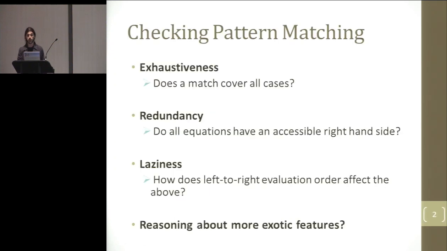Well, this involves mainly two things. Check exhaustiveness, that is, check if pattern matching covers all cases, and also redundancy, that is, to check whether all equations in a pattern match construct have an accessible right-hand side. Since we wanted to do this in Haskell, we also want to take into account laziness and see how this affects the above checks. And also, I won't have time to talk about this in the talk, but we also managed to reason about more exotic features like view patterns or pattern synonyms, etc.